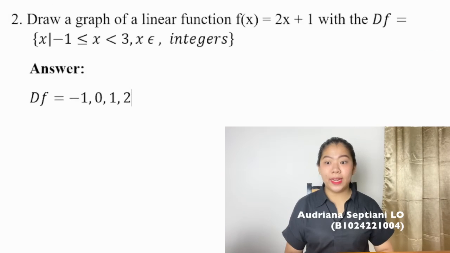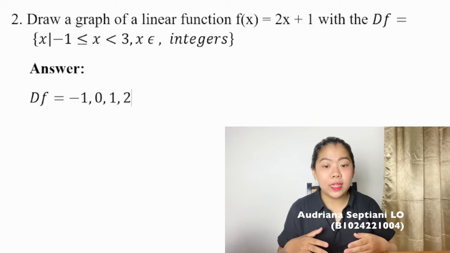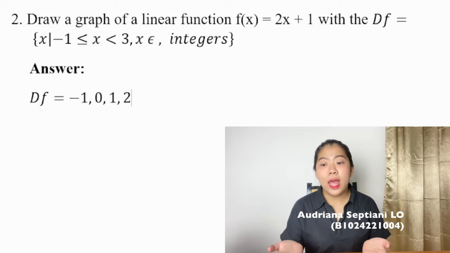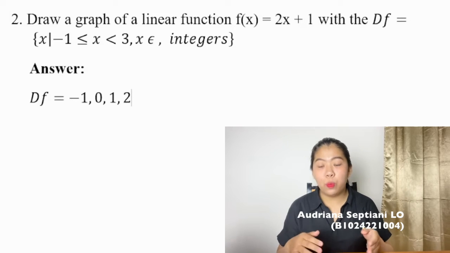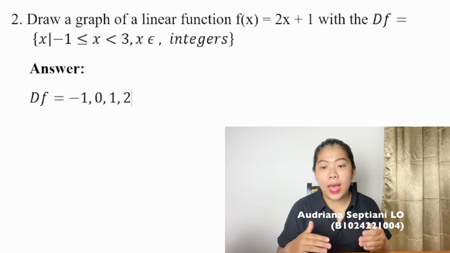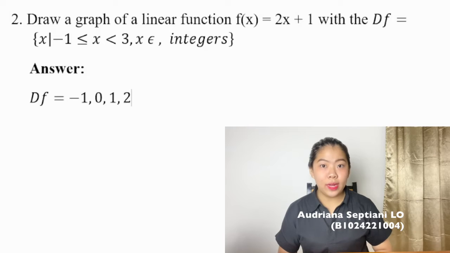The second question is: draw a graph of a linear function f(x) equal to 2x plus 1 with the domain minus 1 smaller than or equal to x smaller than 3, x element of integers. So the domain are minus 1, 0, 1, and 2.